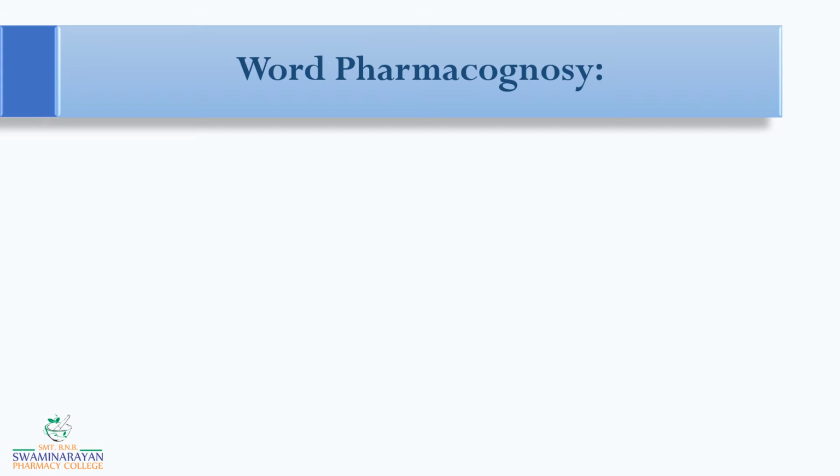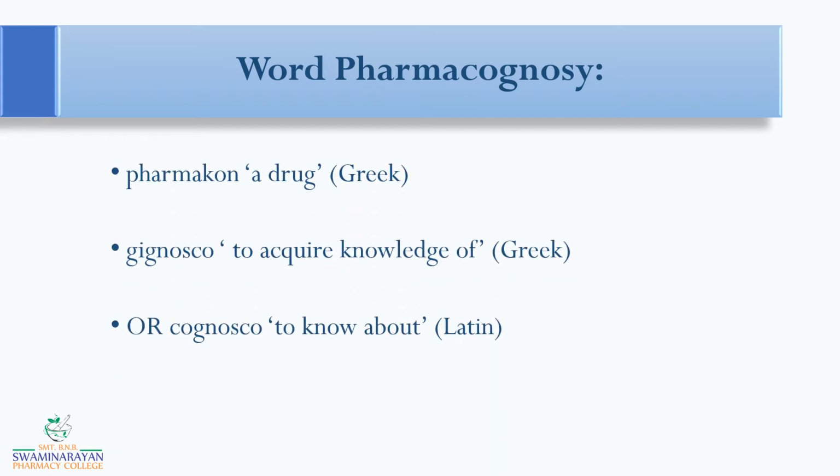What is pharmacognosy? Pharmacognosy, the word obtained from pharmakon, means a drug, and gignosko, means to acquire knowledge. Both are Greek words. Cognosco means to know about. This is a Latin word.